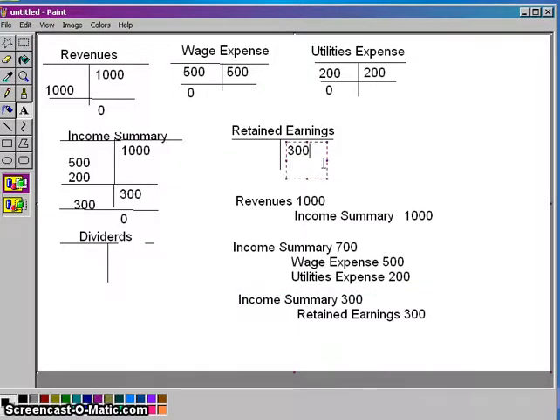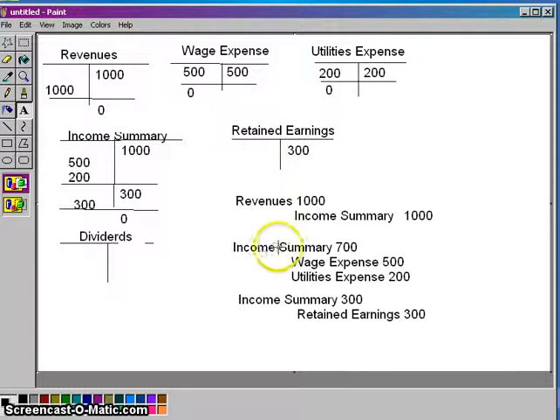Now, if there was an amount in here from a previous year, then you would be adding to it. Let's say you had $10,000 in here from last year. Well, then it would be $10,000 plus this year's $300, and your balance would be $10,300. But in this case, I'm saying it's a new business. We have no retained earnings, just keeping it simple. So you've debited income summary and you've credited retained earnings for the $300. You finally put net income into retained earnings.